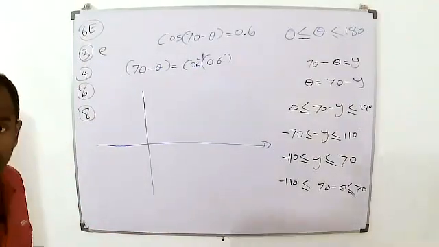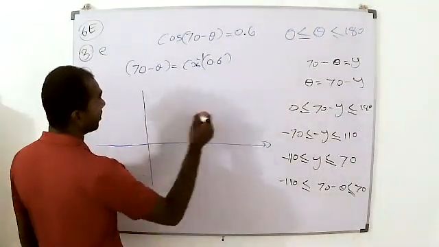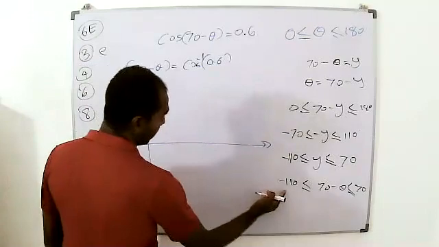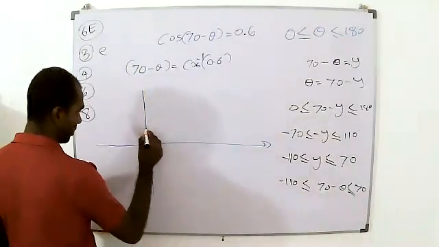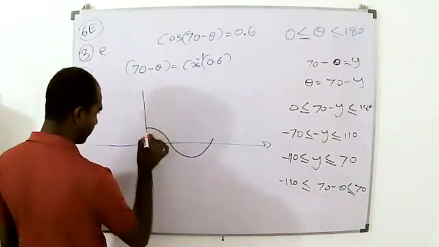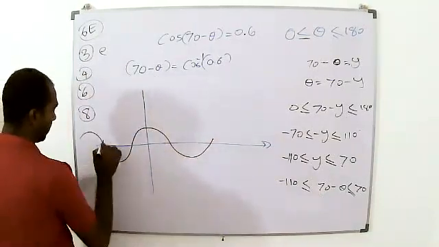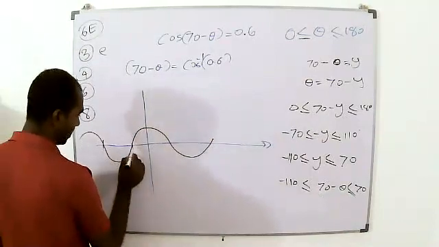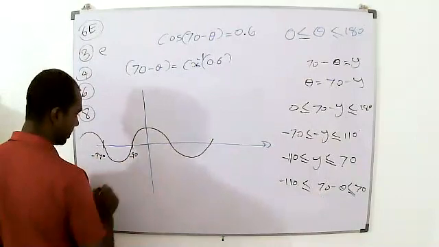Now we can draw the cost curve here. Cost curve we need from minus 110 to 70. So actually this positive part is not much needed. So here will be how much? 90 here, minus 90 here, minus 270. That is enough.